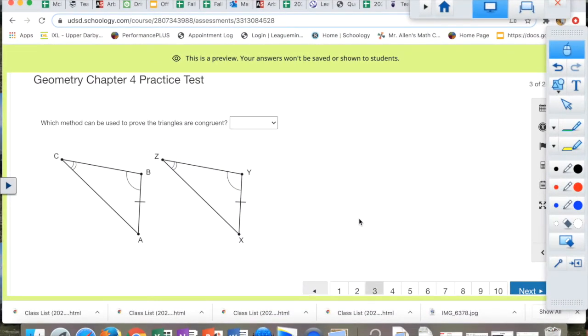Which method can be used to prove the triangles are congruent? So I want to look at the markings again. So I have an angle, I have another angle, and then I have a side. So you might want to mark that out as you go. You have an angle, you have an angle, and you have a side. Here, if I start, since I started here where there was two tick marks, angle, side. So which method am I going to go with? I'm going to go with angle, side.